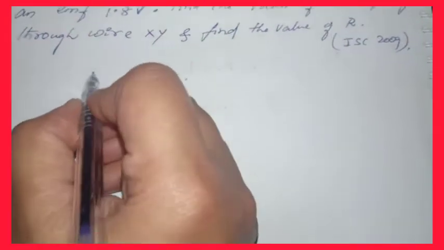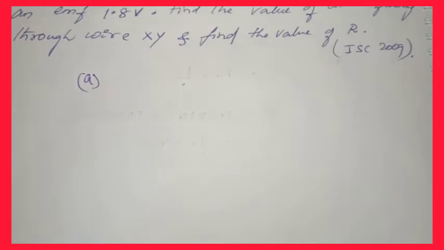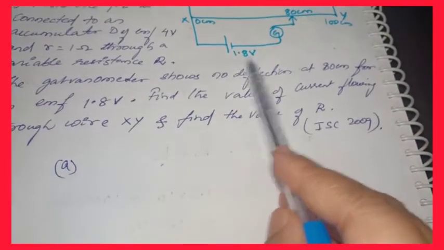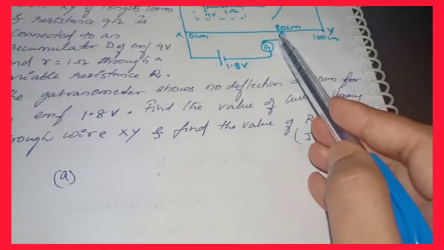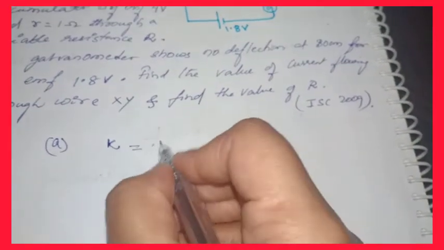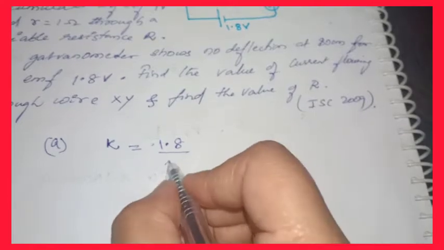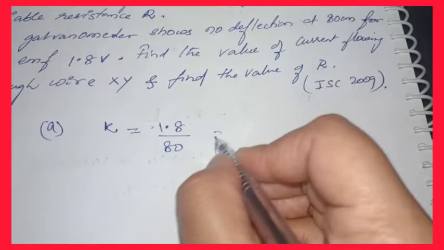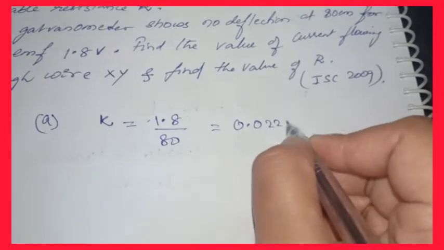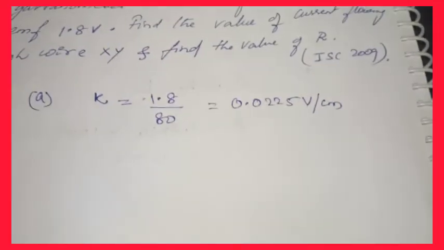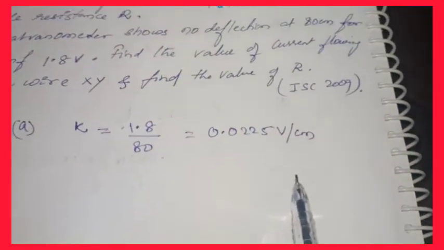So students, first and foremost we need to find out what is the potential gradient of the potentiometer. We know that 1.8 volts is having balancing length at 80 cm. So we can easily find out the potential gradient K, which is 1.8 divided by 80, that is EMF divided by its balancing length, which is equals to 0.0225 volts per centimeter.